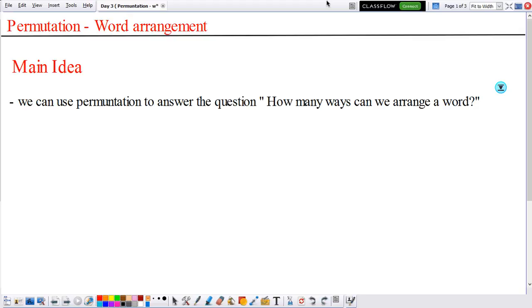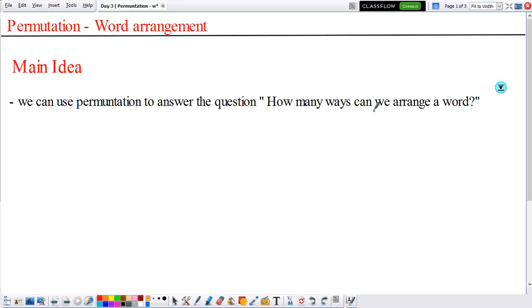Today, we will see the idea of permutation in word arrangements. Now, the main idea here is that we can use the idea of permutation, which we have discussed previously, to answer the question, in how many ways can we rearrange a word? Now, words are made out of letters. You can rearrange those letters to make a new word. That is the question that we're going to try to answer.